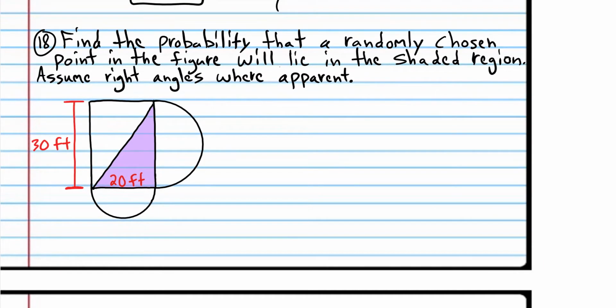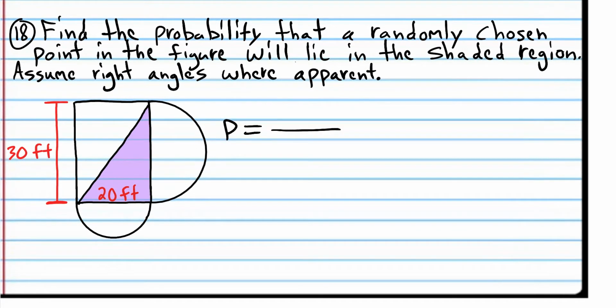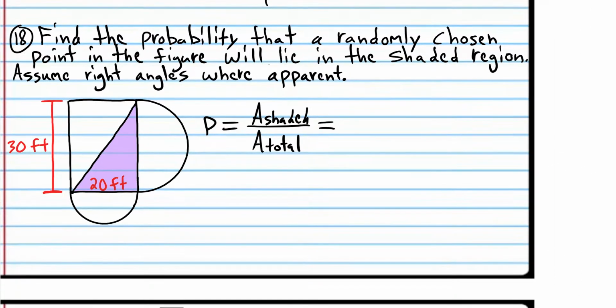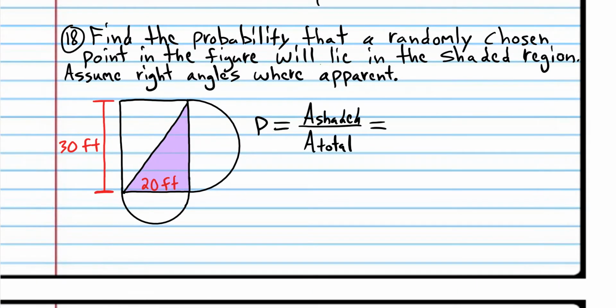So we need to find the probability, and that is the area of the shaded region divided by the total area of the whole figure. So the area of the shaded region, that's going to be pretty easy. That's just the area of the triangle. So the base of the triangle is 20, and the height is 30. So that's very easy. So 1/2 base times height.